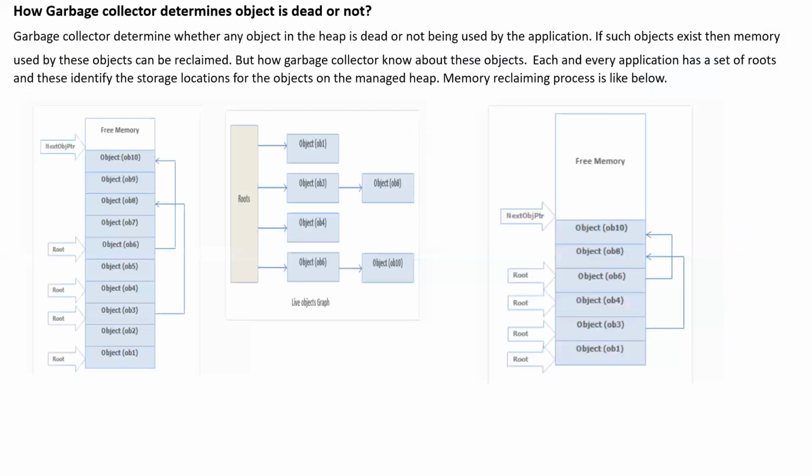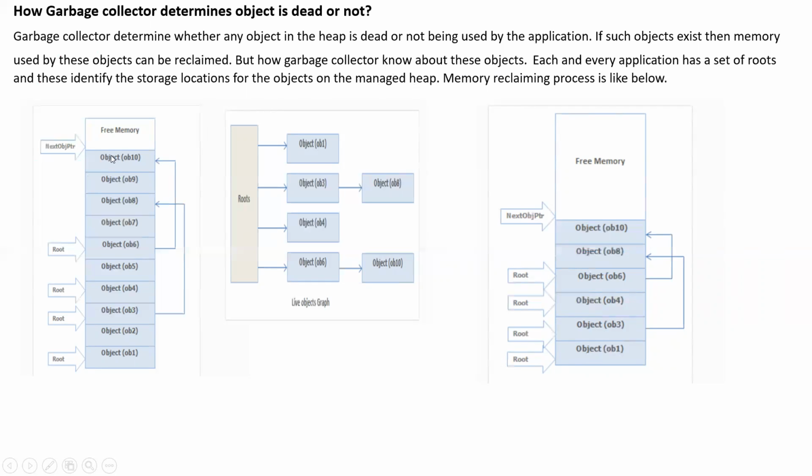If you look at the next slide, the garbage collector determines whether any object in the heap is dead or not being used by the application. If such an object exists, then the memory used by these objects can be reclaimed. That is the process. But how does the garbage collector know about these objects? When you create an object from the application, we have a set of roots, and these roots identify the storage locations of the objects on the managed heap.